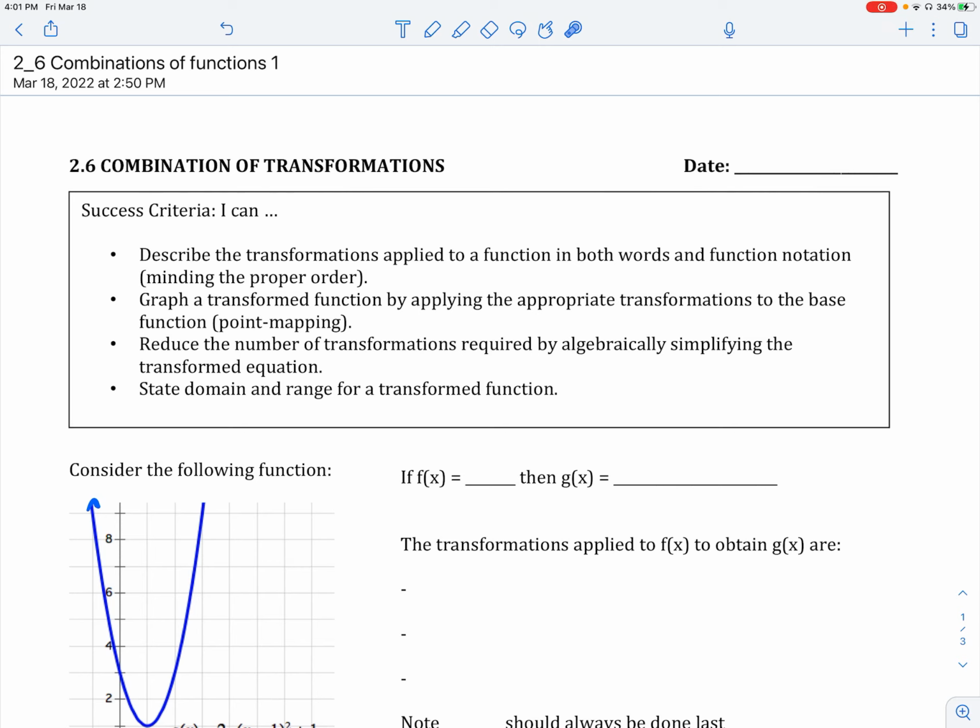So yes, you can do that. If you get a really complicated transformed function, you can go ahead and algebraically simplify it. This will reduce the amount of transformations needed. So we'll see that a little bit later on in the next video. And then lastly, state domain and range for a transformed function.